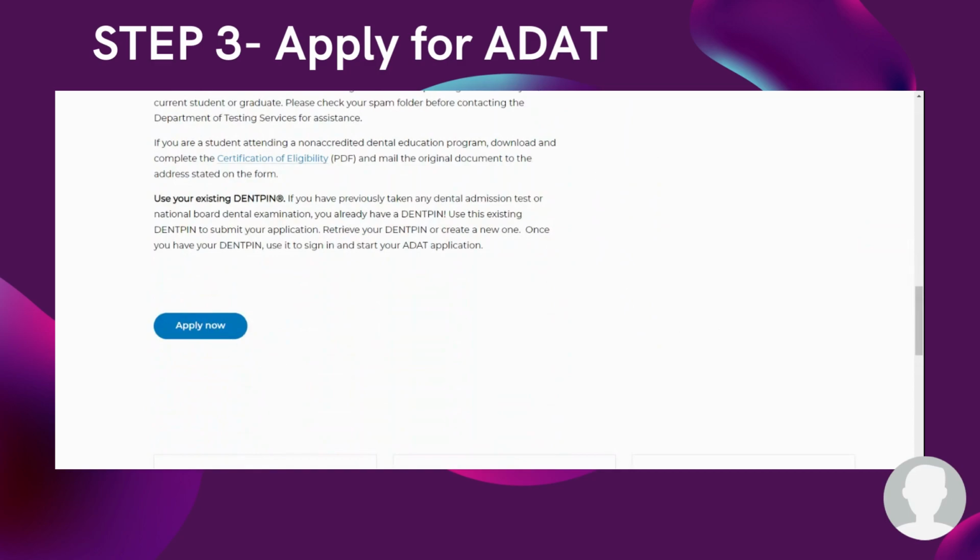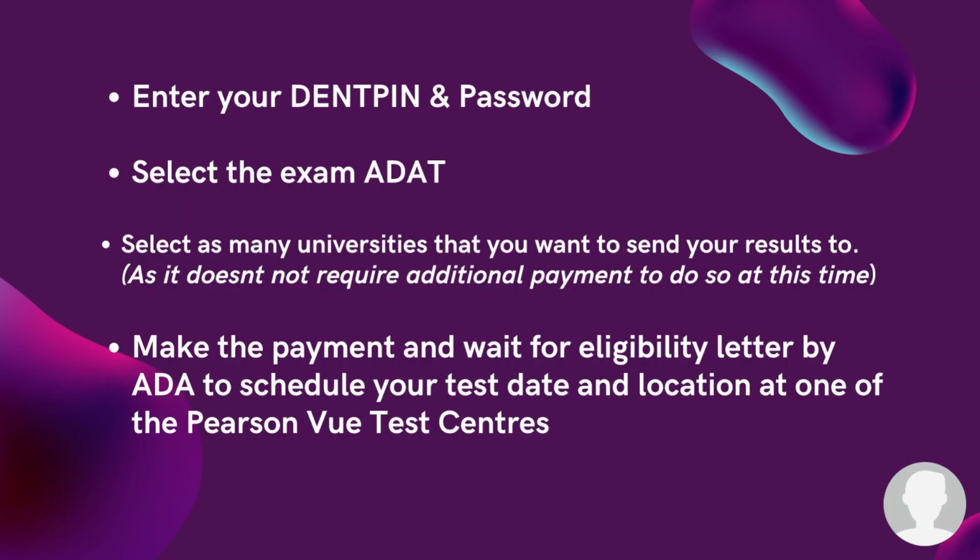Now, to apply for ADAT, you have to go to the ADA site. There, it will ask you to enter your DENTPIN and password that you saved earlier. The different types of exams will be there, so you make a selection of ADAT. At this time, it will ask you to which universities you want your ADAT results to be sent. You can select as many universities as you want, Canadian or United States, because at this time it is not asking you for any additional payment.